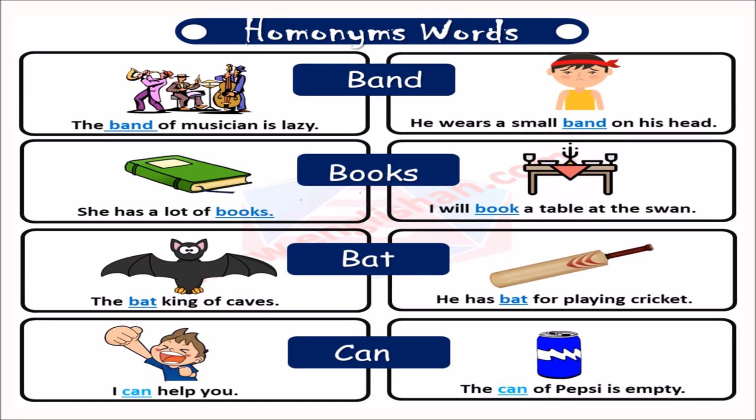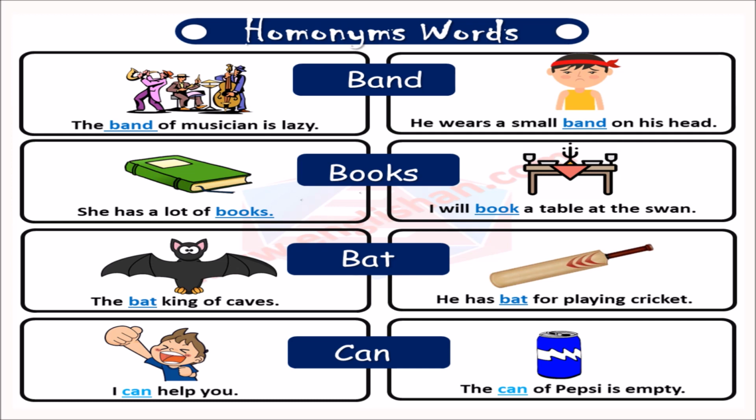Next we have band. The band of musician is lazy. He wears a small band on his head. Next we have books. She has a lot of books. I will book a table at the Swan. Next we have bat. The bat king of caves. He has bat for playing cricket. Then we have can. I can help you. The can of Pepsi is empty.